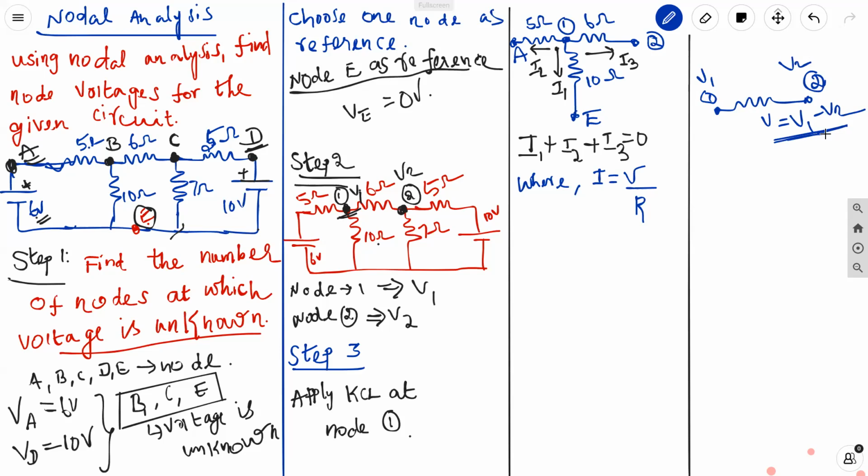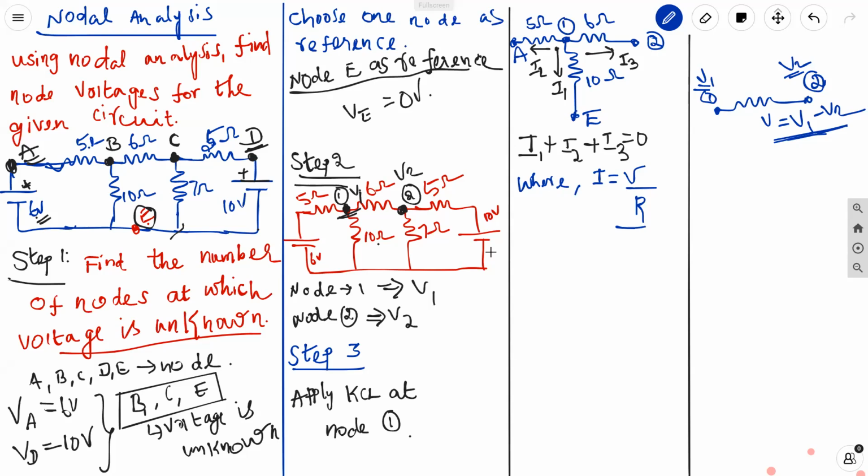Voltage is nothing but the potential difference between the two points. So the voltage across this resistor is the voltage at this point minus the voltage at this point. If you want to find the voltage across a resistor, you see between which two nodes the resistor is connected, and subtract the two node voltages to get the voltage. I'll apply this formula here and try to find I1, I2, I3.